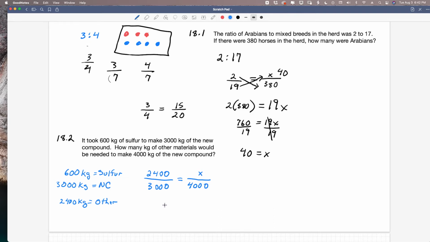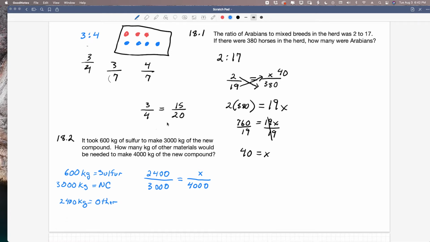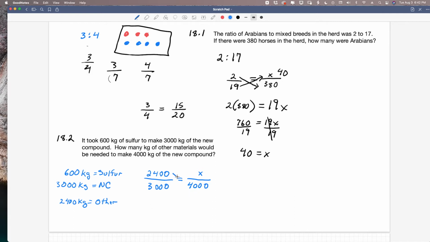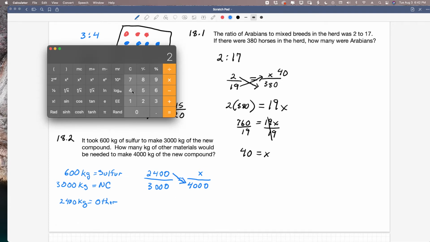Pretty easy peasy. That's a pretty big number, so I think what I'll do is pull up my calculator on here so you can see what I'm doing. It just makes it a little bit easier to do. Okay, so we're going to do 2,400 times 4,000 because, again, we're going to cross multiply this side, right? And that is going to be 2,400 times 4,000. Oh goodness, and that's 5 zeros and a 96.